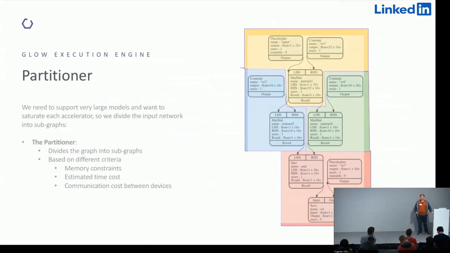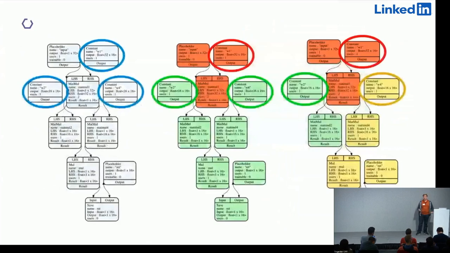Next, let's talk about the partitioner. This is important in the case of a large network. Sometimes your network is going to be too large to fit on a single card. This is where the partitioner comes in. It divides the graph primarily due to constant weight size, but it also takes into account communication costs, trying to minimize jumping back and forth in and out of different accelerator cards, as well as minimizing execution time if it can.